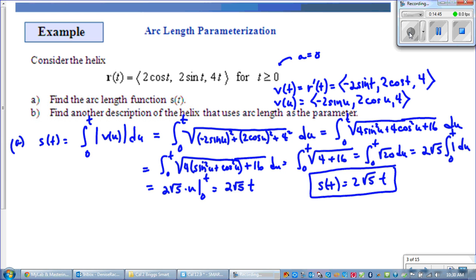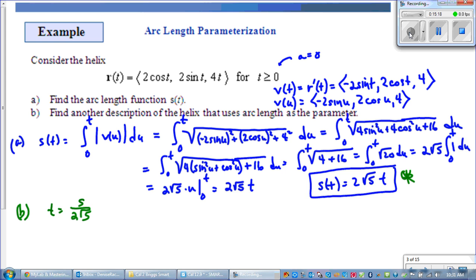Now let's find another description of the helix that uses the arc length as the parameter. We see that the arc length is not the parameter t in this case. It's 2 times the square root of 5 times t. So how do we get a description where the arc length is the parameter? It's really very simple. We'll take the formula that we just got. We know that s is 2 times the square root of 5 t. That means that t would be s divided by 2 times the square root of 5.